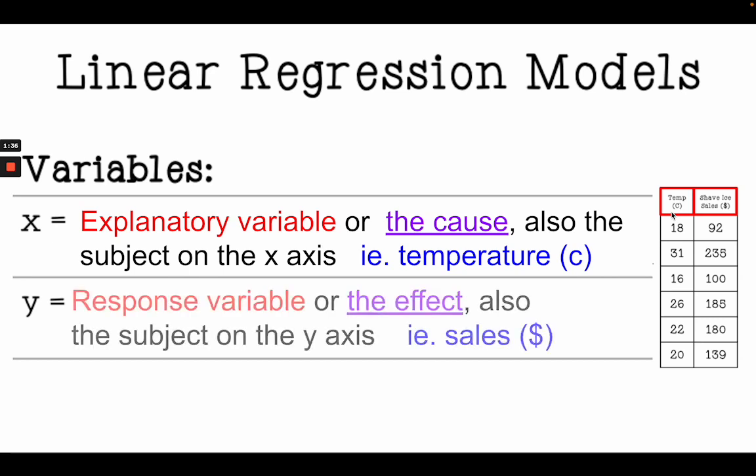And our y variable is going to be our response variable. The response variable is what we call the effects. Have you heard of cause and effect? So one thing causes something to happen. That effect is based upon what happens to the x variable. Another way that we can identify our response variable or our y variable is by looking at the y column or the y-axis. And in this case, it's Chevy sales in dollars. And so our x variable is temperature, and our y variable is Chevy sales. Okay, let's move on.